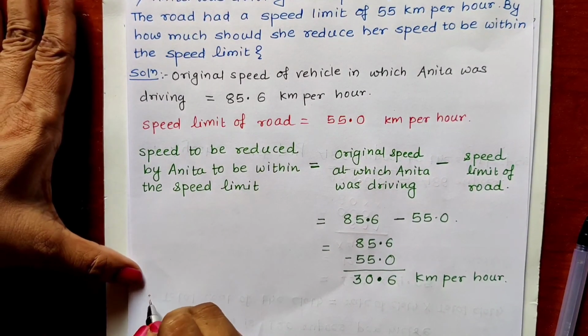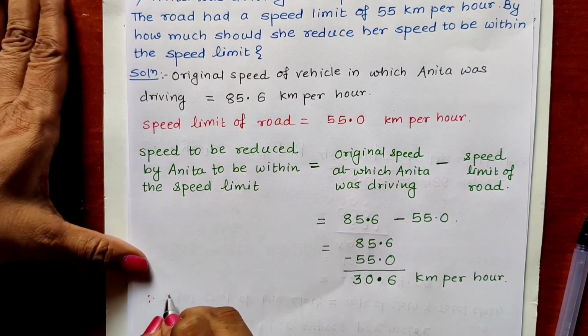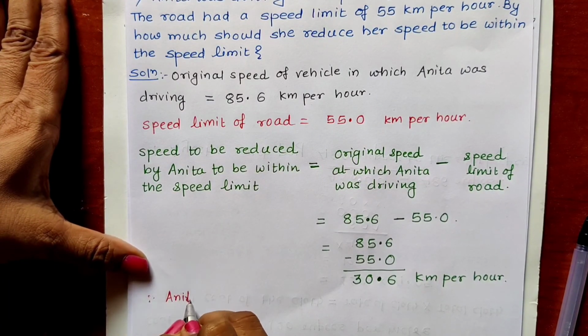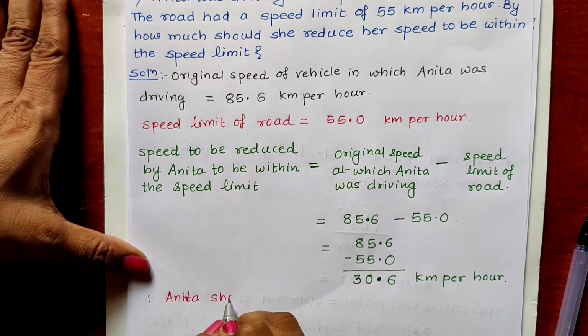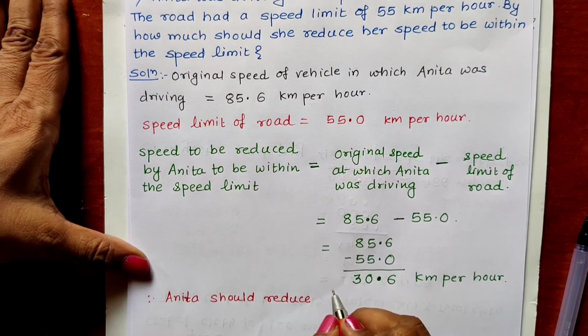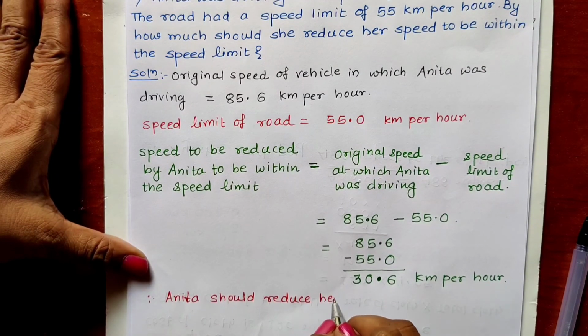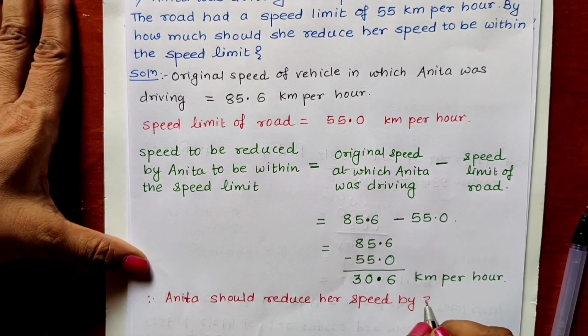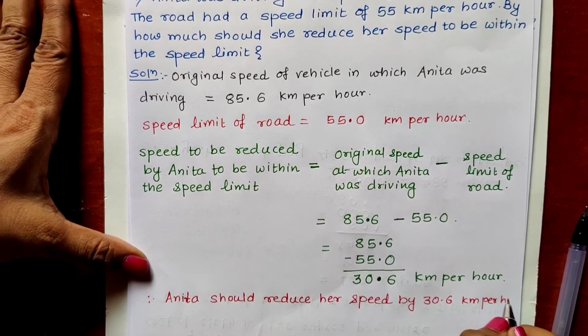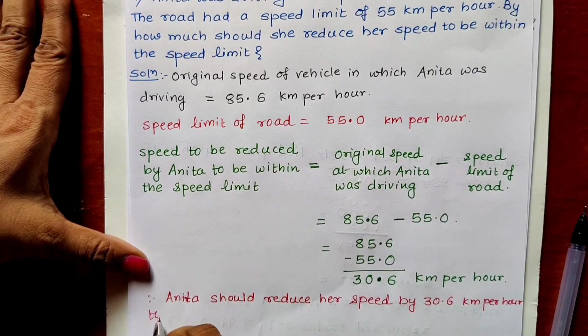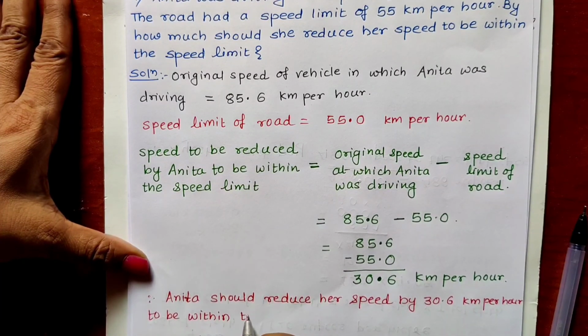So let us write, therefore Anita should reduce her speed by 30.6 kilometer per hour to be within the speed limit.